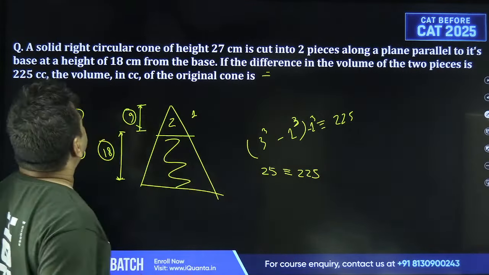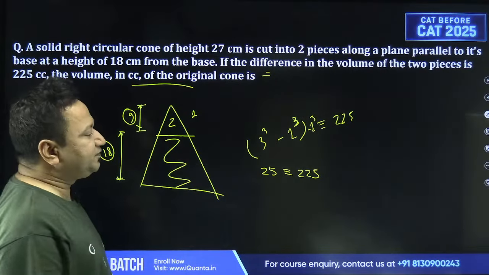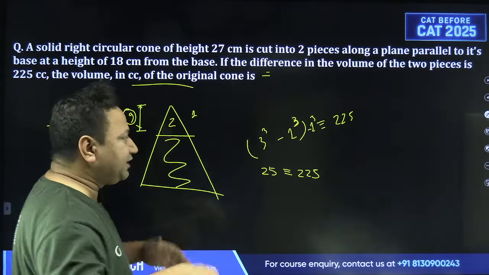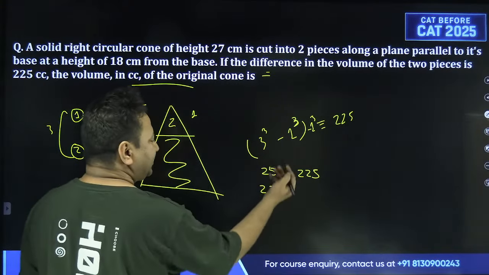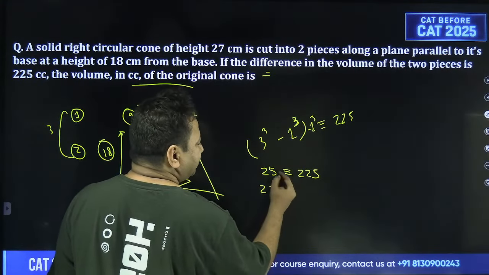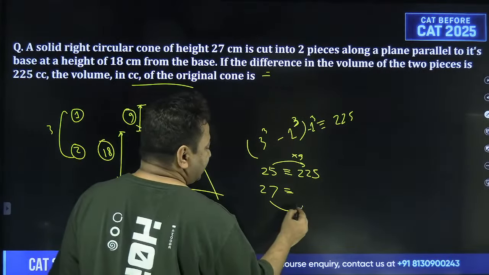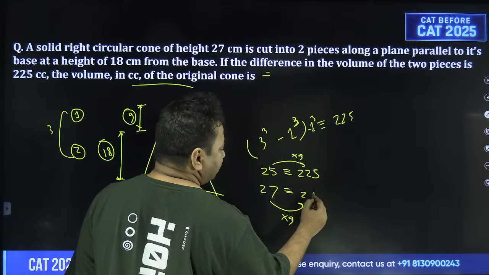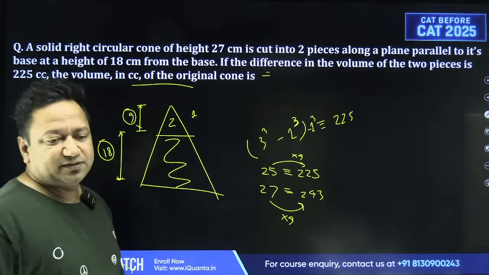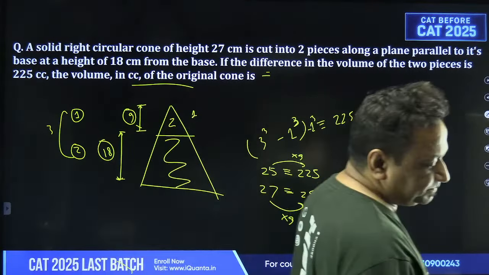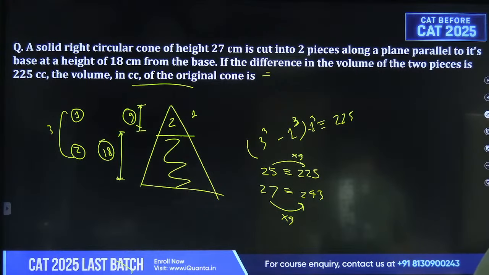Okay? I want to find the volume of the original cone, which in my language is 27, 3 ka cube. So let's solve this. So 25 becomes 225. How? By getting multiplied by 9 times. 27 becomes 9 times of itself, that is 243. How is this? Looks good? Is that clear? I did not use any formula, nothing. I just did something really cool and we got the answer.